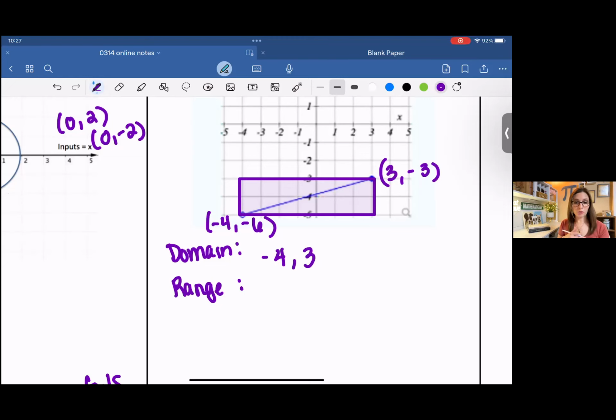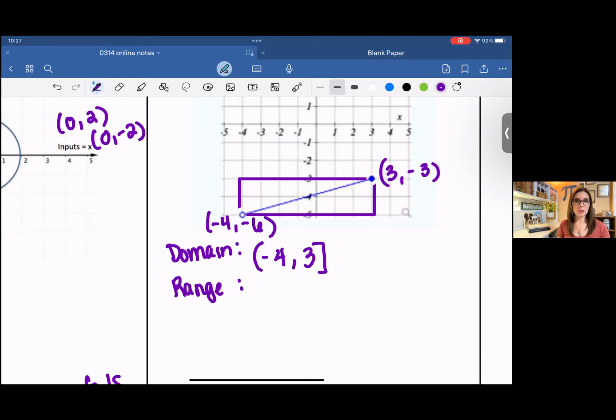Remember, we start with the smaller number first. Then I need to decide, am I using a parentheses or a bracket? Let me erase this so we can see. Here we go. On -4, I have an open circle, which means does not equal. So we're going to use a parentheses. On 3, I have a closed circle. So it means does equal. And that's going to be a bracket. And that's all you have to do.